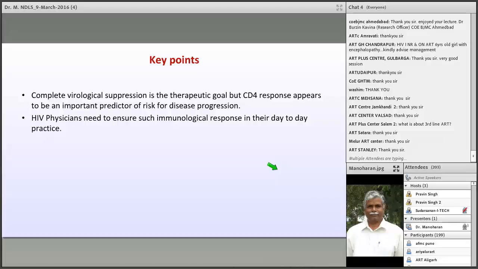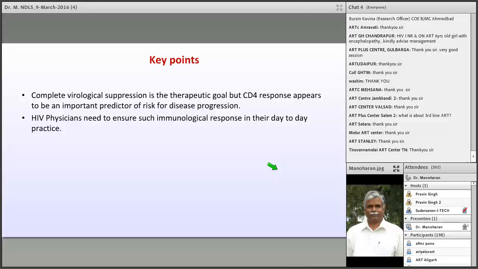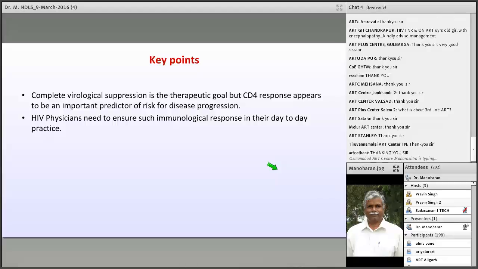And there's a question from Salem: what about third line antiretroviral therapy? Please wait for NACO's announcement for the third line antiretroviral therapy.